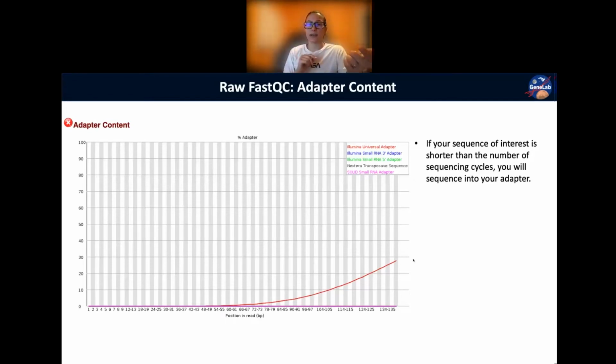The other reason that Mark mentioned is it could be adapter dimers that are in there as well, and that would also be reflected in here. So there are a couple of ways we can get adapters. Does this example contain adapter sequences? Yes, no, no, yes.